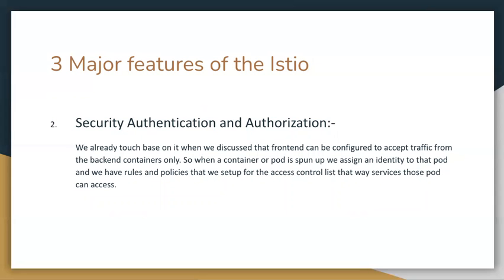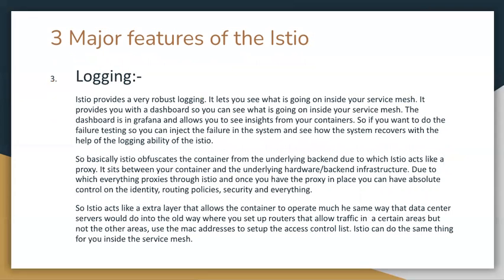So this will be our second focus, and the third focus will be on logging. If you look at Istio, Istio provides you with very robust logging. It lets you see what is going on inside your service mesh. It provides you with a dashboard, which we also discussed earlier. This is a part of your installation. When you install Istio, you also get a dashboard, and this dashboard is built in Grafana, which provides you insights from your containers, your services, what is happening inside them.